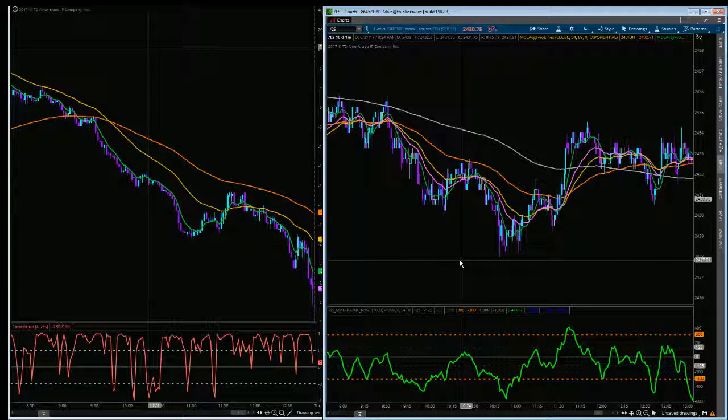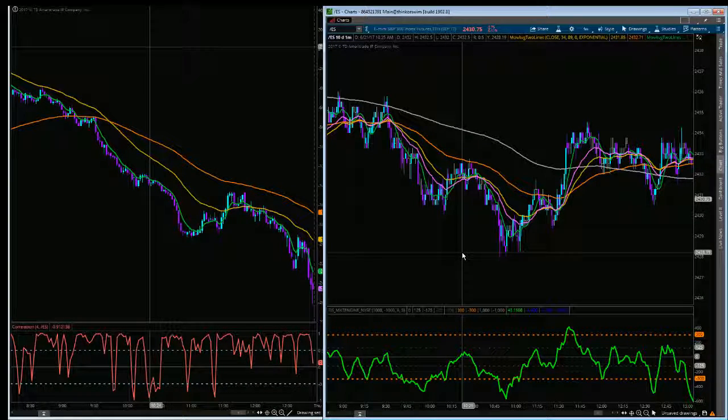All right, so that's it for now. That is June 21st, 2017, analysis of trading the E-minis. Really strong day for trading opportunities just because of the confidence of the market effectiveness chart.